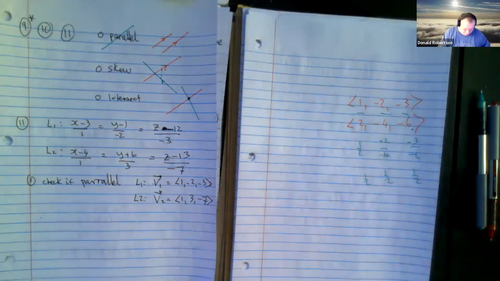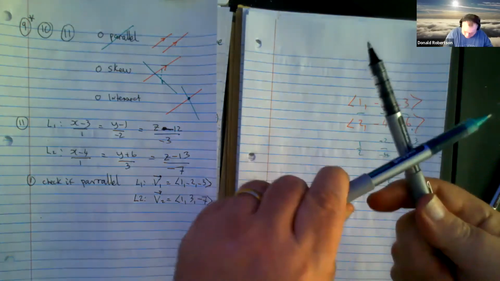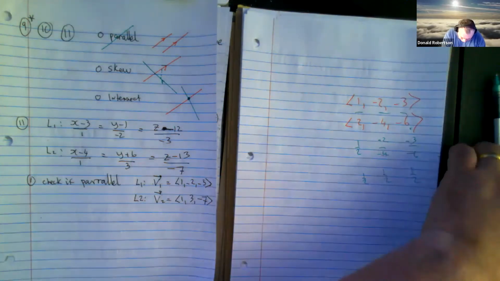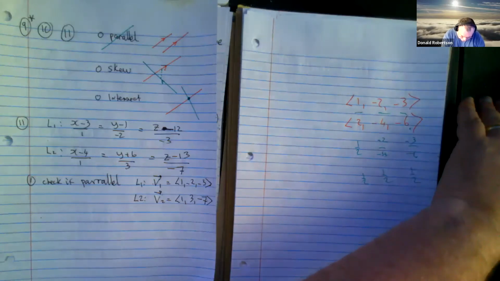But it could be skew, right? They could fly above each other, or they could intersect. So what I'm now going to do is try and find out where they intersect. And if I can find an answer to where they intersect, then it means they intersect. And if I can't get a solution to that, it means that they don't intersect, in which case we'll call it skew. Right, so that's going to be the logic.